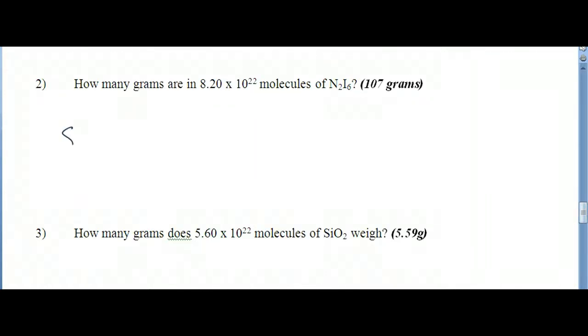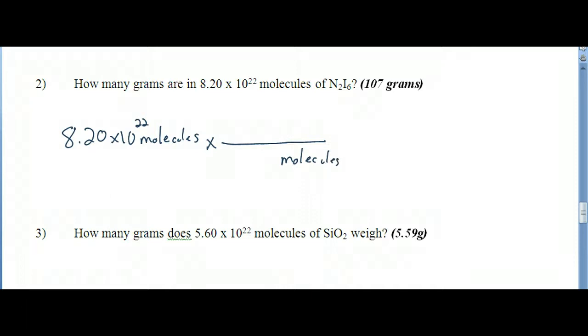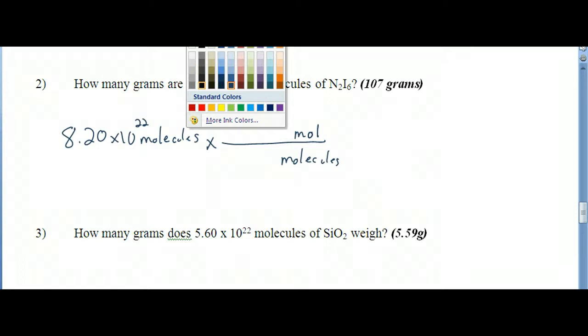So still the same process. Write down the number that's given to you, 8.20 times 10 to the 22nd molecules. It's good to label the units every time possible. X line, drag down the unit. No guessing as to what unit goes top or bottom. It's not an always moles on top, moles on the bottom. X line, drag down the unit. Question's asking for grams, but we don't have conversions. We don't have a number to go from grams to molecules. And so you're going to have to do moles, which is typically what we will be doing, converting towards moles or away from moles again and again.